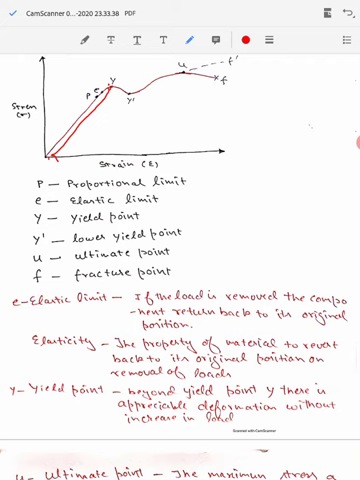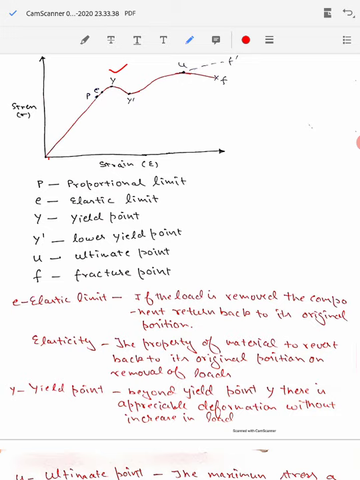Y is the upper yield point, while on the other side Y dash is called the lower yield point. After the lower yield point, if we want to deform the material again, we need to increase the value of load. We can see here that the value of the load is increasing again up to the point U. U is termed as the ultimate point. At point U, it is the maximum stress the component can be subjected to without failure.